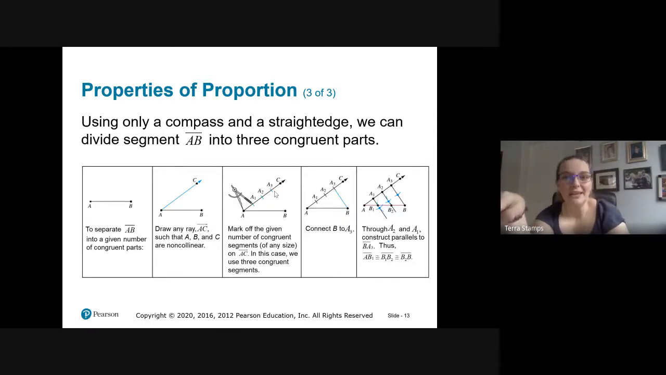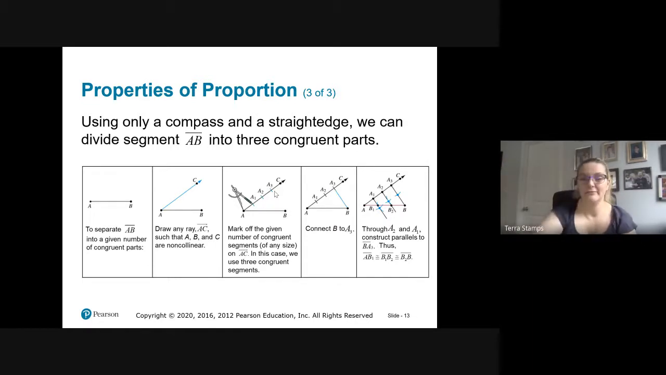Now we're going to construct a bunch of parallel lines, because we just segmented that ray into 3 congruent parts. We can't do that with just AB because we don't know how much to open our compass. With this one, it doesn't matter how much our compass is open. We have 3 congruent pieces. We connect that third arc up there with the endpoint.